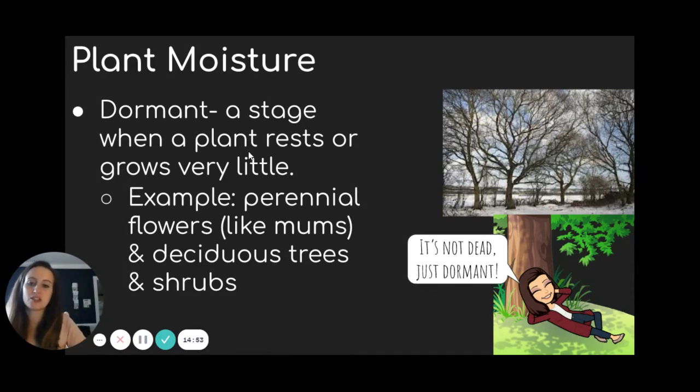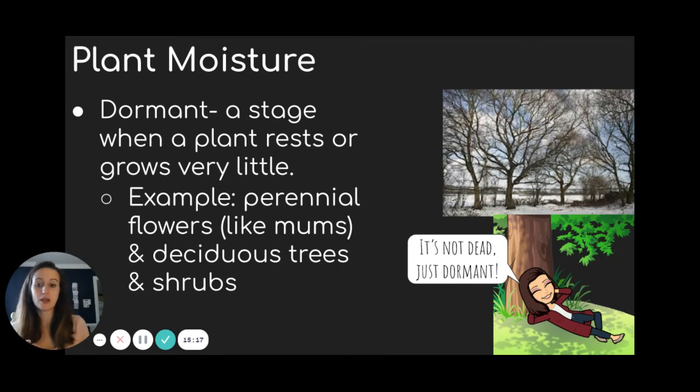For this one, this is just another term, and I mentioned this a couple of minutes ago. Dormant. Dormant is the stage when a plant is resting or growing very little. Most of the time, again, your dormant season is winter. So right now, you go outside and you're going to see some trees and shrubs that look like they're dead. But that doesn't necessarily mean they're dead.